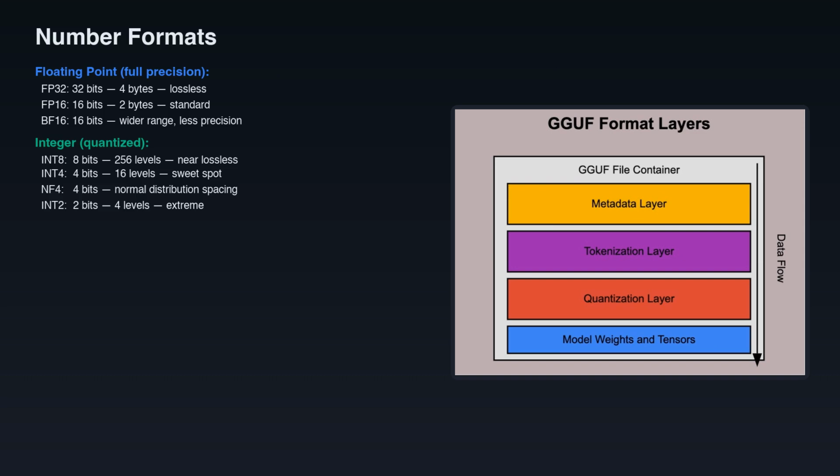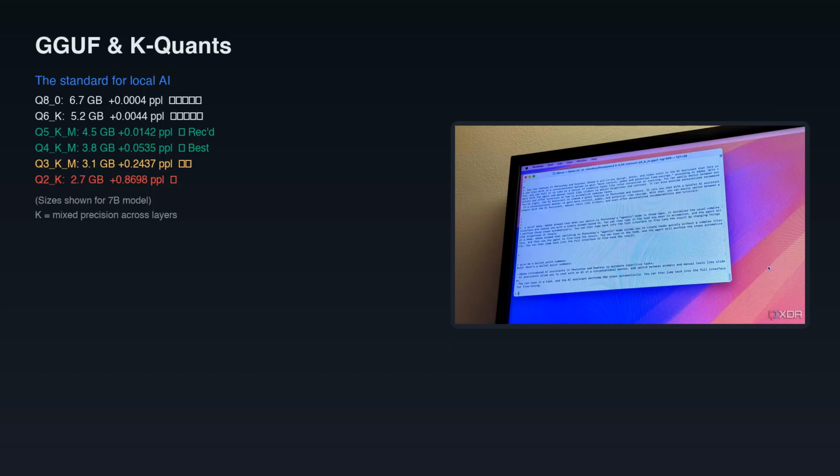Let's talk formats. GGUF is the universal standard for local AI used by llama.cpp, Ollama, and LM Studio. It offers quantization levels from Q2_K at 2.7 bits per weight, tiny but degraded, up through Q8_0 at 8 bits, which is indistinguishable from full precision. The sweet spots are Q4_K_M and Q5_K_M, both officially recommended by the llama.cpp project.